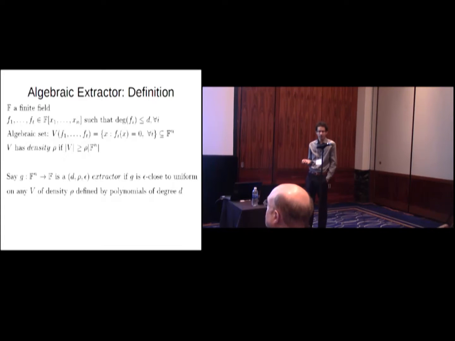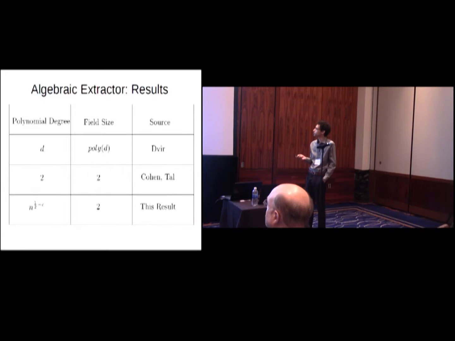So extractors in general, and algebraic extractors in particular, have been studied by a wide assortment of different researchers. I'm just going to very briefly summarize some of the key results. Firstly, algebraic extractors were originally defined by de Vere in his 2008 paper. He exhibited extractors which would work for algebraic sets defined by arbitrary polynomials of arbitrary degree d, but would require quite large field size, namely the field would have to grow as poly(d). This naturally raises the question of, for what sorts of polynomial degree and field size could algebraic extractors possibly exist?